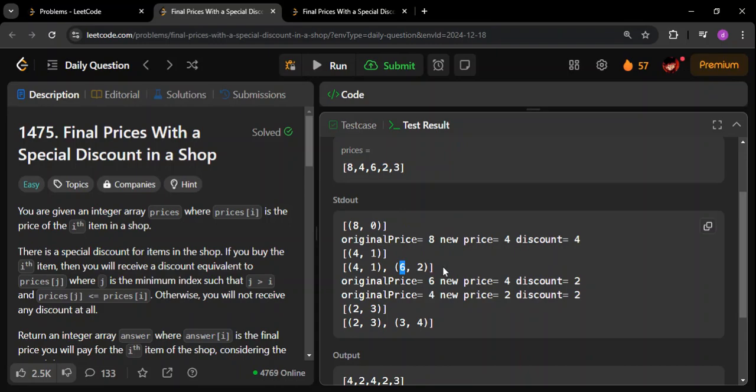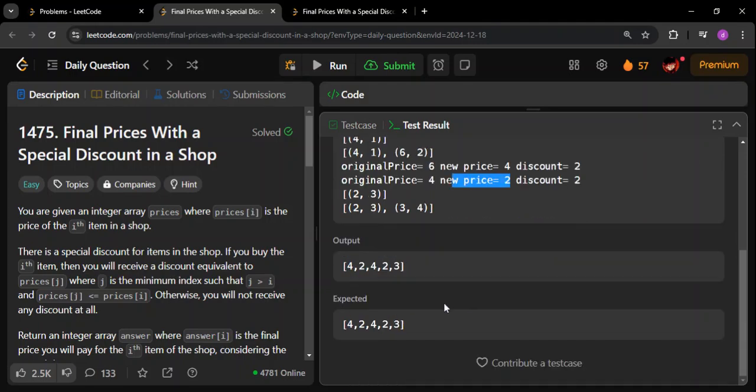Now 6 is greater than 2, so what is the discount going to be? The discount now will be 2, and the original price was 6, so the new price will be 4. As simple as that. Now this will be popped out. The next topmost element is this one, 4. Is 4 also greater than 2? Yes, 4 is also greater than 2. So what is the new price going to be? The original price is 4, the discount applied is 2, so the new price is going to be again 2.